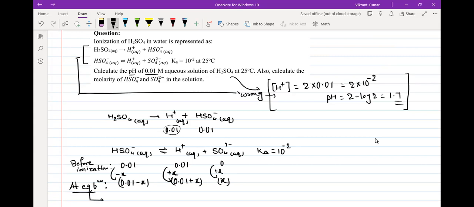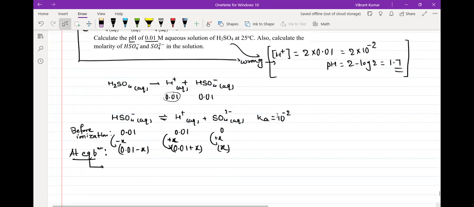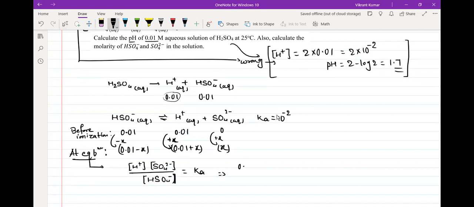And at final situation, we can write K equals Q. So we'll write at equilibrium H plus into sulfate upon HSO4 minus is equal to K a value. And after that, the equation is 0.01 plus x into x upon 0.01 minus x, and that will become equal to 10 raised to minus 2.